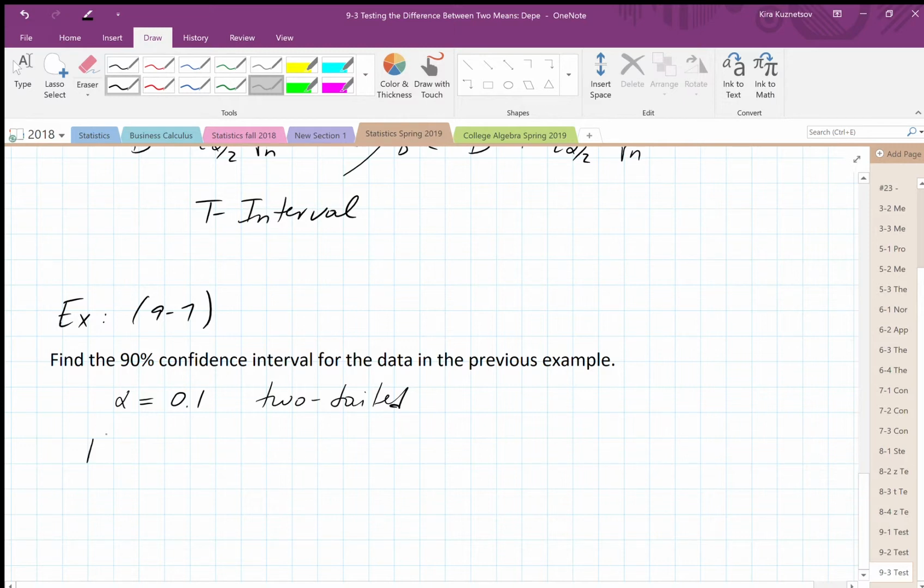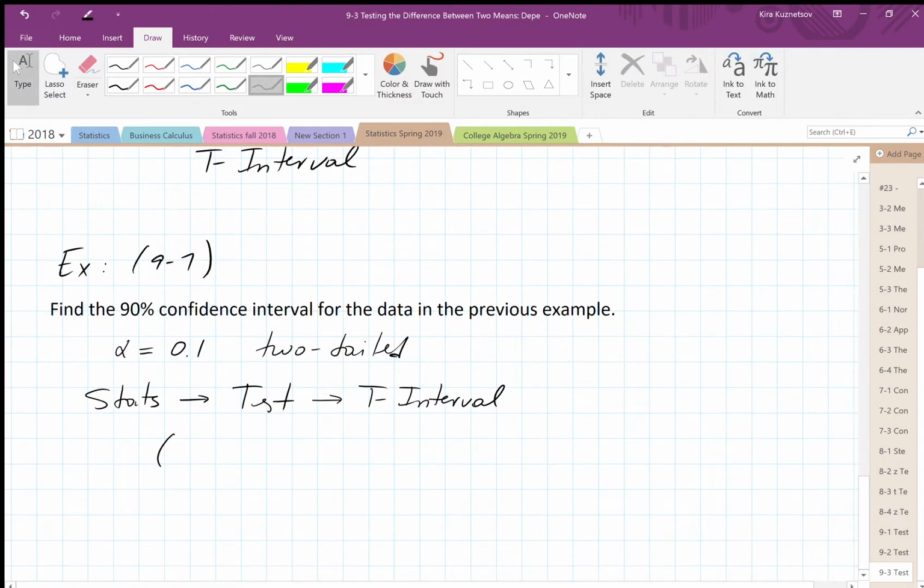So I will go into stats, over to test. What I need to do is I need to locate a t interval. Push on the t interval. You're still using the data. Your L1 should already be there. Adjust your confidence level to 0.9 and calculate.